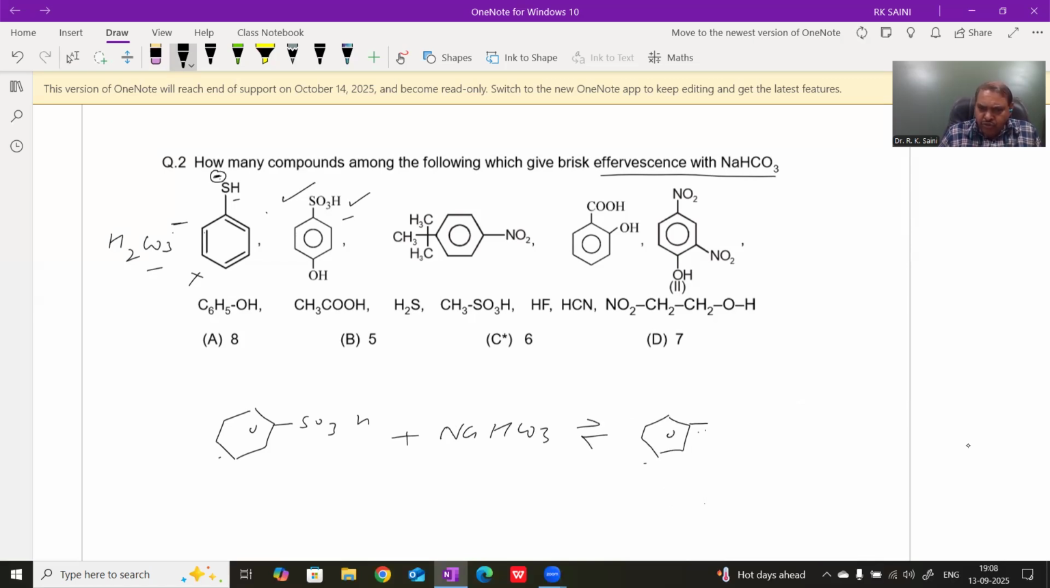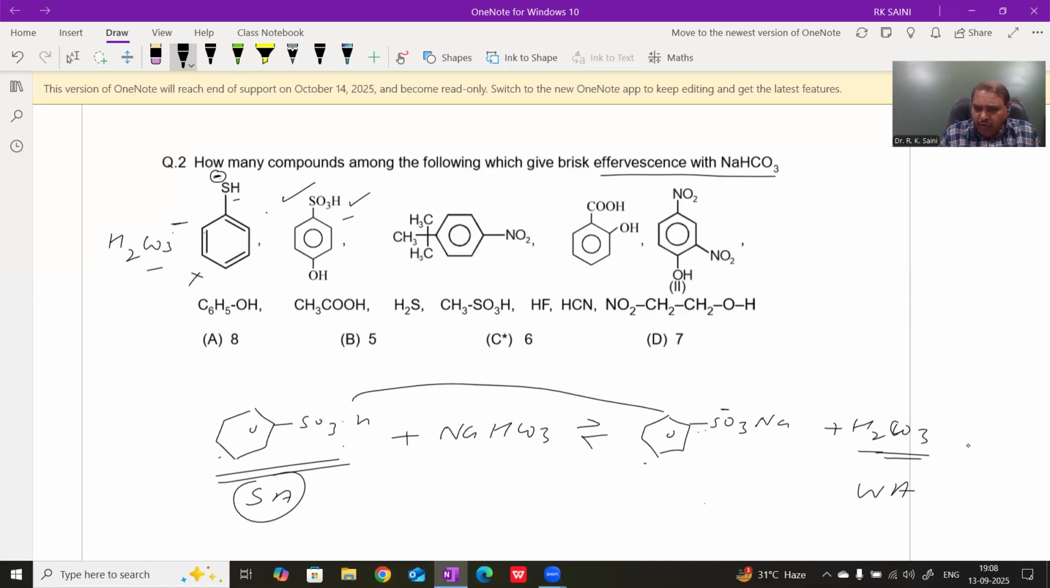Then sodium salt of benzene sulfonic acid and H2CO3, carbonic acid. Now we check the acidic strength of benzene sulfonic acid and carbonic acid. We know that benzene sulfonic acid is a strong acid, and carbonic acid is a weak acid. We know that stronger acids mainly exist in their ionized form, or we can say strong acids are easily deprotonated.